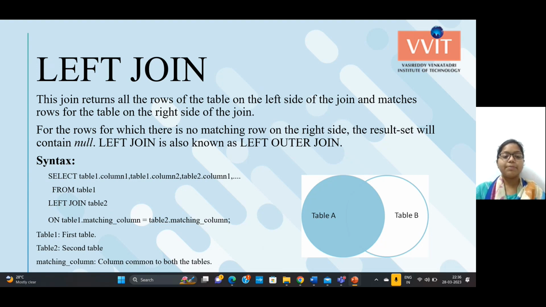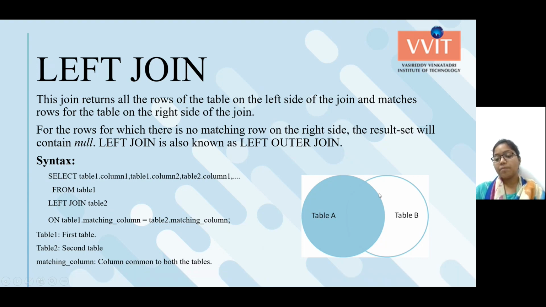It is left joined with table 2 on the condition that the matching column of table 1 should be equal to the matching column of table 2. Here the first table is table 1, the second table is table 2, and the matching column is the column which is present in both the tables. As I have shown here, all the rows of table A are written, as well as the matched rows of table B are written to the output.